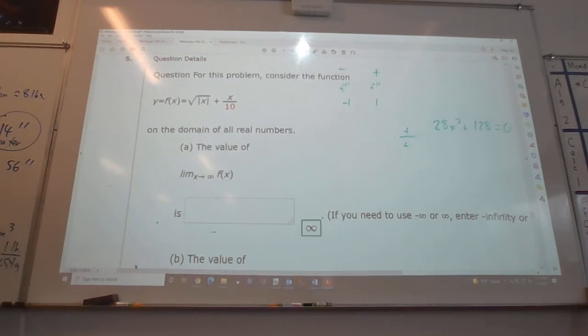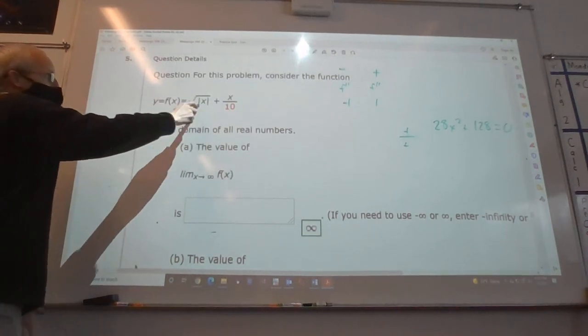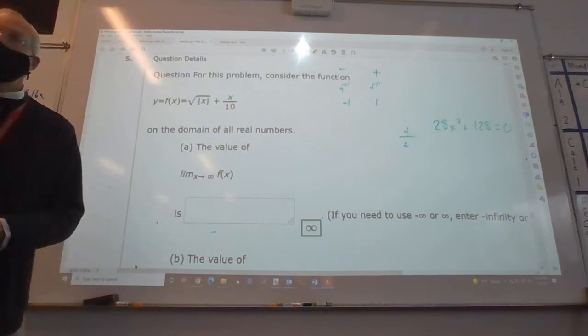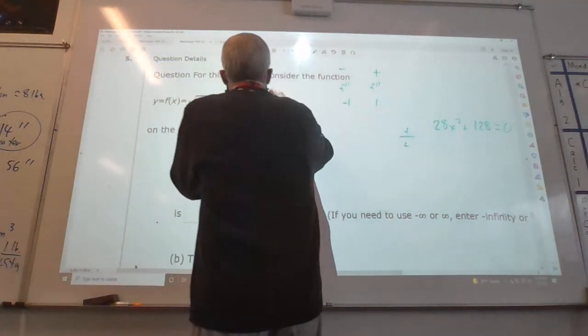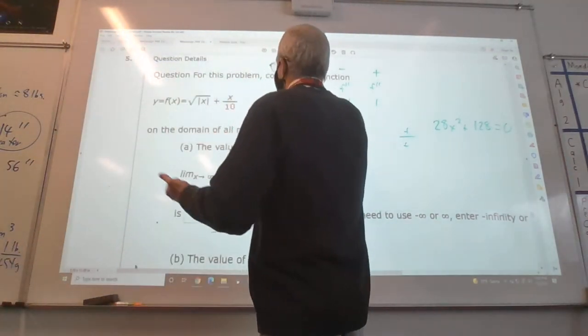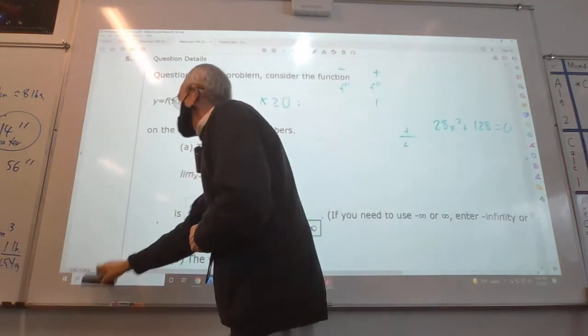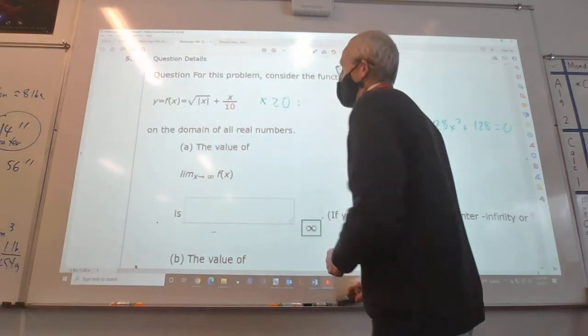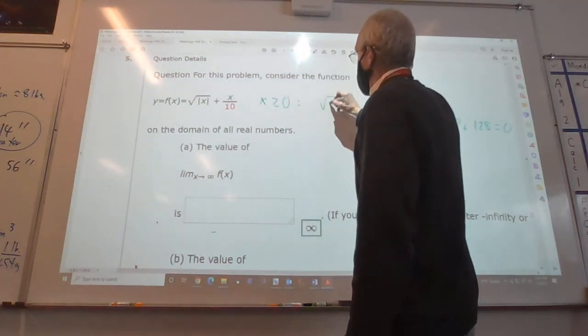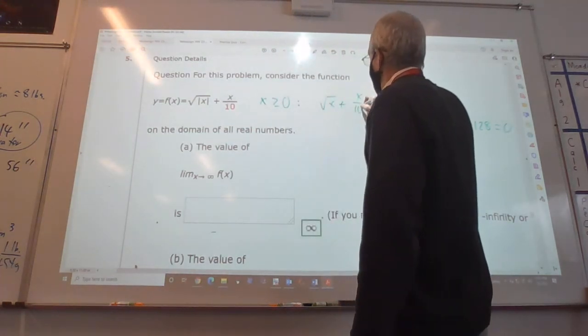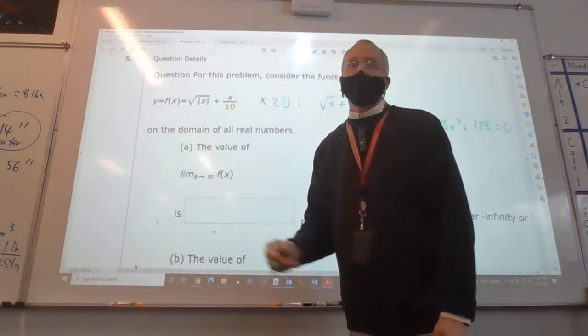You treat them like normal, but you break it up into 2 problems. Where is x negative? You make x positive. If x is positive, we don't need the absolute value. So you break this up into 2 problems. You say for x greater than or equal to 0, we got to include the 0 somewhere. Then, what is our formula? Our formula is square root of x plus x over 10. We don't need the absolute value because x is always positive.